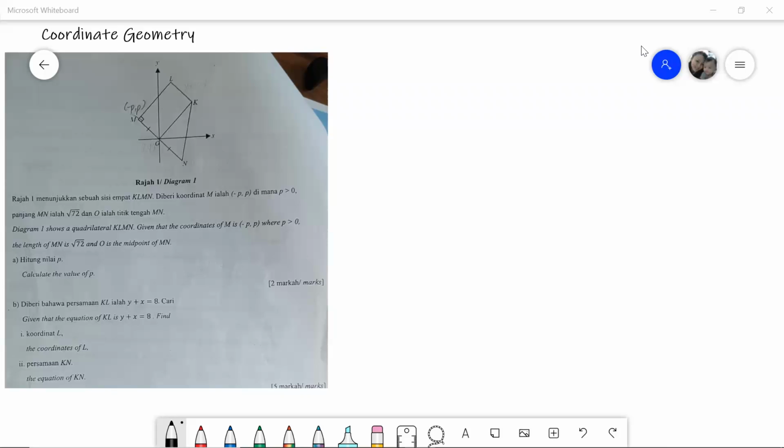Hello everyone, in this video clip, I'm going to share with you how to solve this coordinate geometry question. Now let's understand the information given in the question. Diagram 1 shows a quadrilateral KLMN.